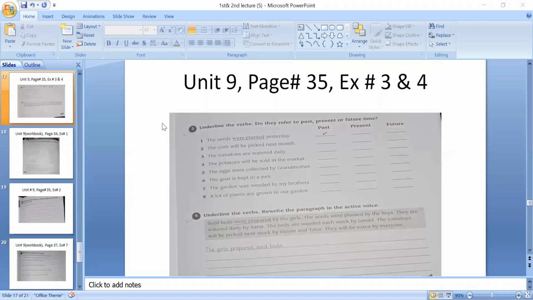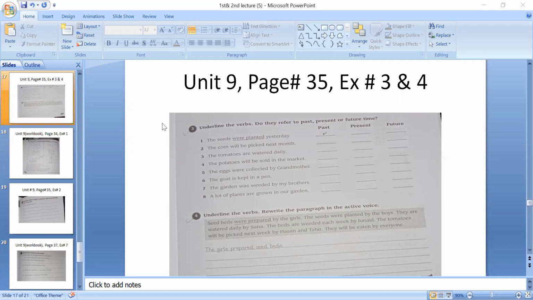Are watered, you have to underline are watered. And this is present tense. Mark a tick in the second column. That is present. Yes, Zain Ali, you will be telling in the fourth sentence also. The tomato will be underlined and future it. Tick future.